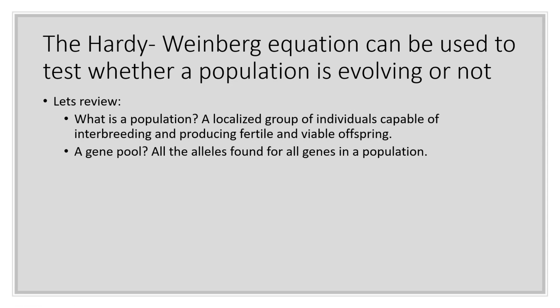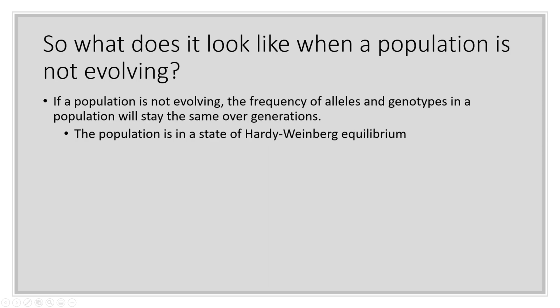Let's dive in and see how Hardy-Weinberg affects a population and its gene pool. What does it look like when a population is not evolving? Remember, with Hardy-Weinberg we're looking at whether it is evolving or not. If it's following Hardy-Weinberg, we would say it's not evolving. What would that look like? If a population is not evolving, then we would see the frequency of alleles and the frequency of genotypes be the same from one generation to the next.